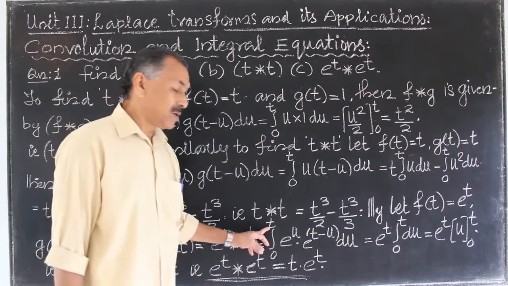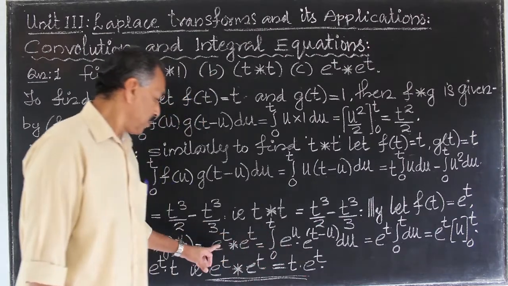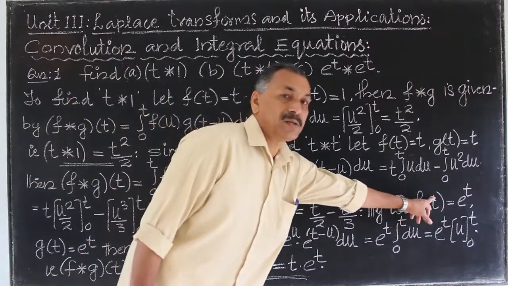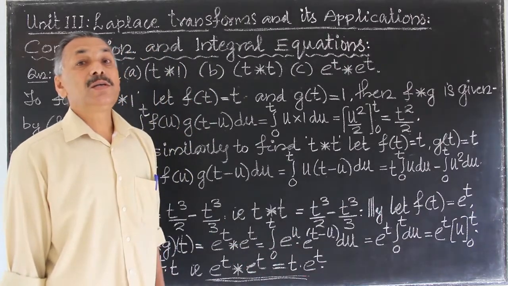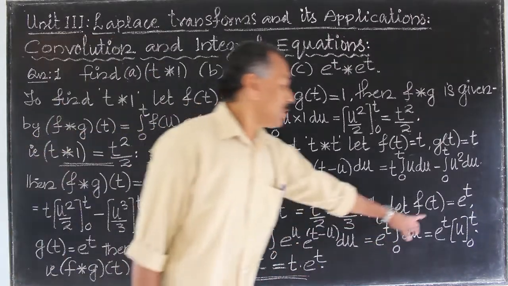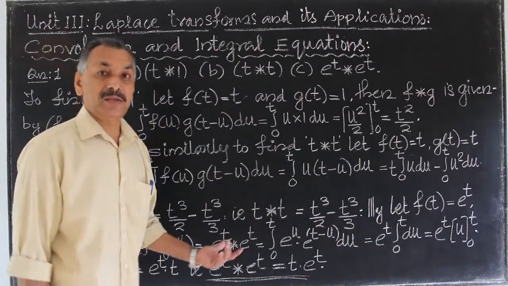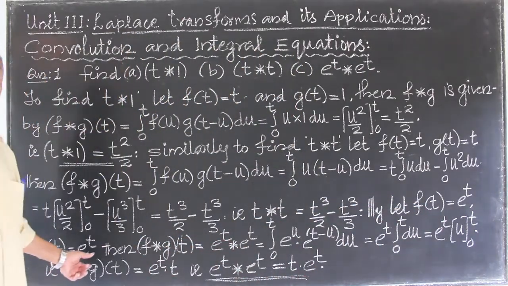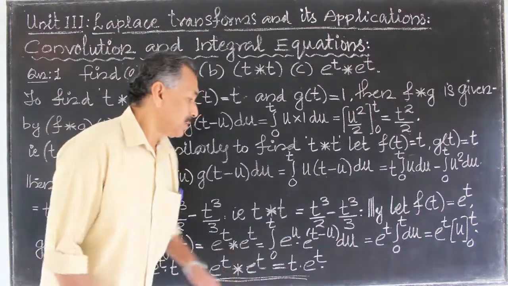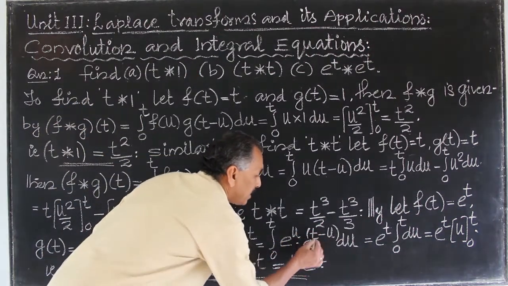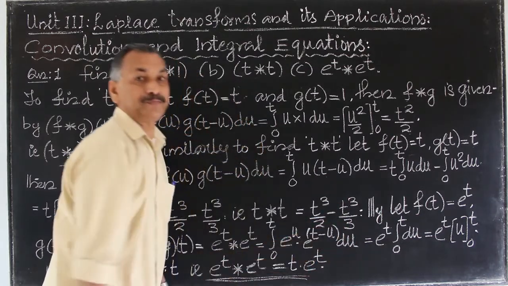That is the integral from 0 to t of f of u, g of t minus u, du. Therefore f of u is equal to e raised to u, into g of t minus u. g of t is e raised to t, so g of t minus u is e raised to t minus u, du.